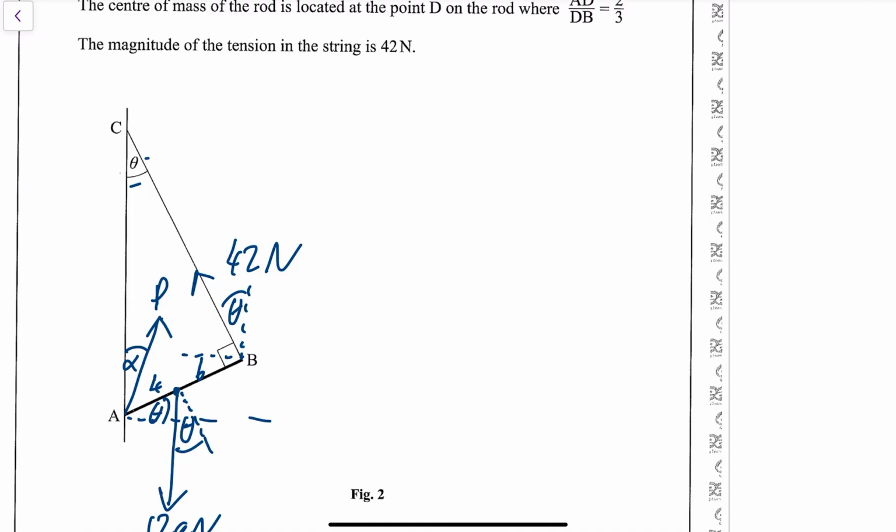Right, there's only 3 things you can do here. You can take moments, and typically take moments about the hinge, and you can resolve vertically and resolve horizontally. So there are the 3 things you can do. There is nothing else you can do in these questions. So you may not have a clue what you're doing, but if you do those 3 things, you're going to get a whole pile of marks.